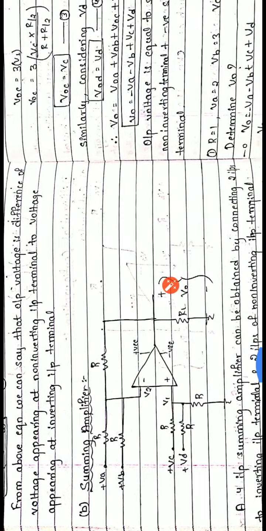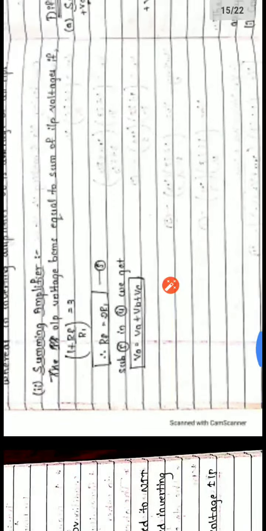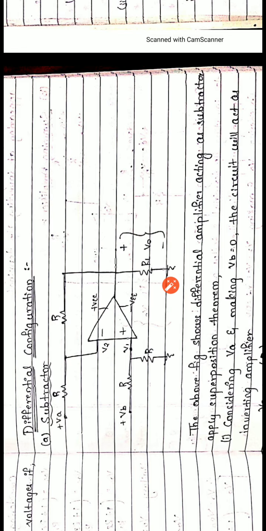Okay. So this is about the differential configuration using subtractor and summing amplifier. Okay. So it's very simple compared with the previous two topics. So this is about averaging, scaling and summing configurations.